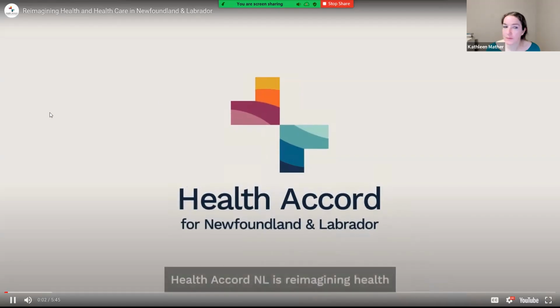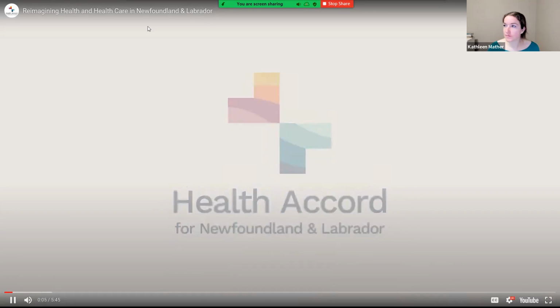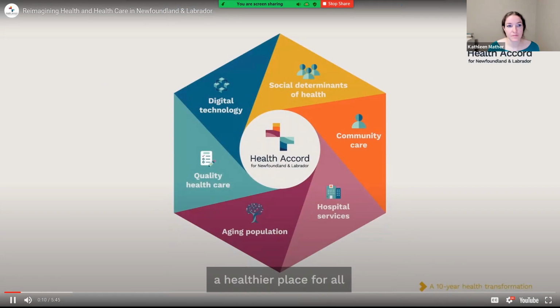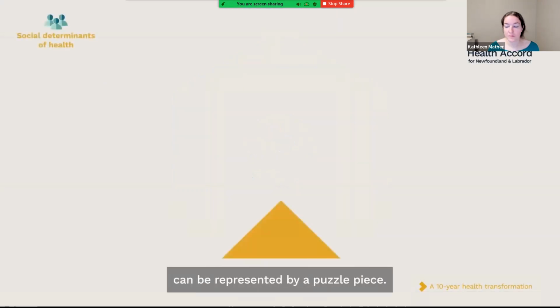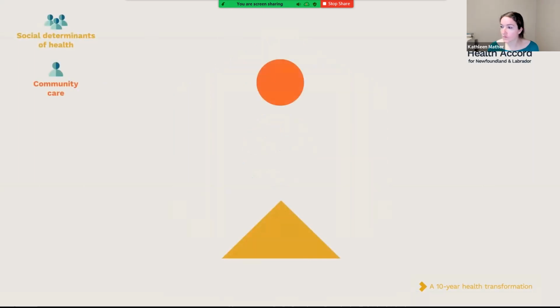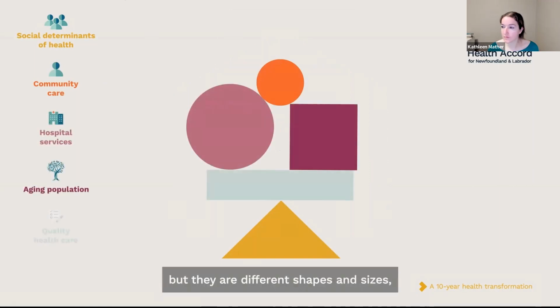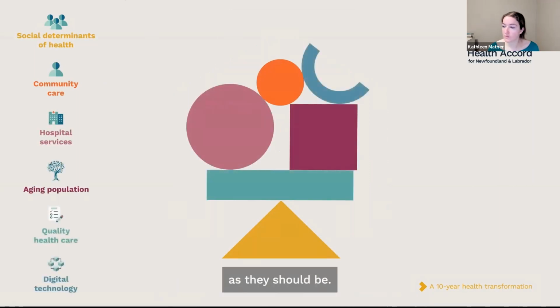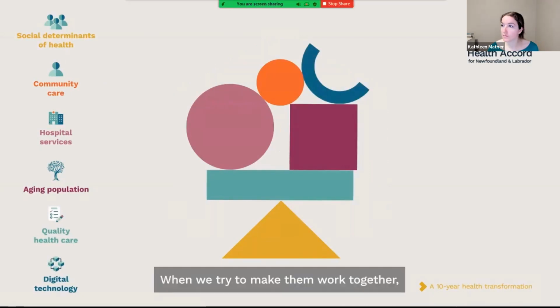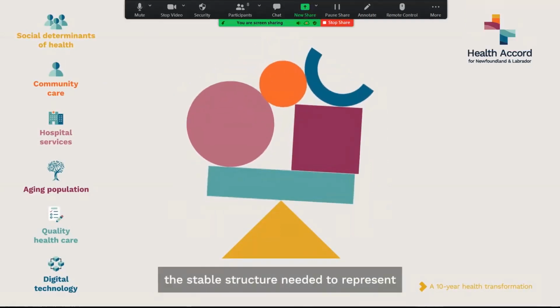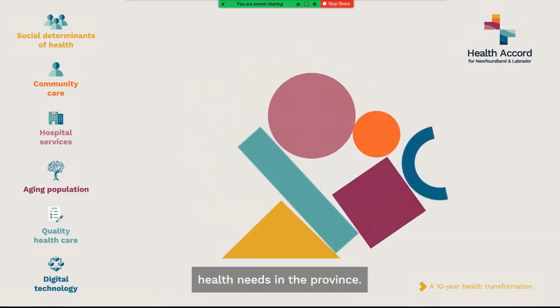Health Accord NL is reimagining health in our province. Guided by 6 strategies, together we will make this province a healthier place for all Newfoundlanders and Labradorians. Each of the 6 strategies can be represented by a puzzle piece. Right now, we have all the puzzle pieces, but they are different shapes and sizes, and they are not working together as they should be. When we try to make them work together, they just do not fit, and they certainly do not make the stable structure needed to represent health needs in the province.